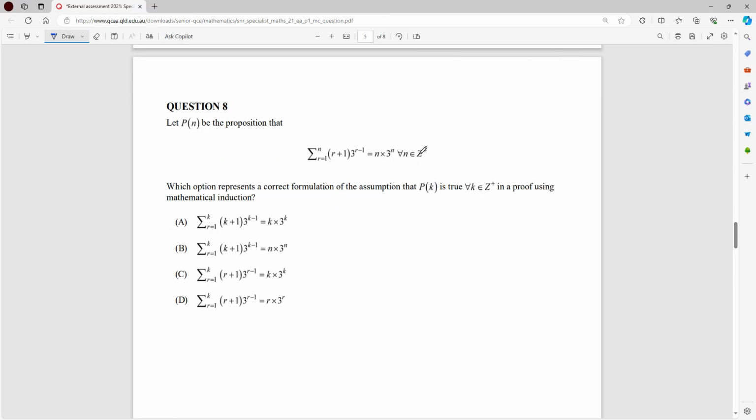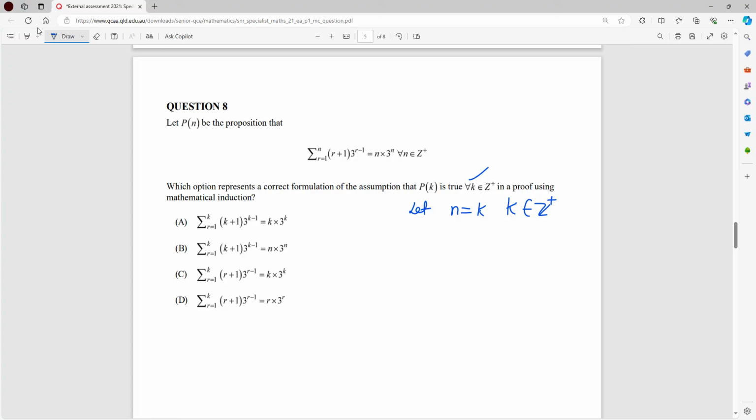So let P of n be the proposition that the sum from r equals 1 to n of (r plus 1) multiplied by 3 to the power of r minus 1 is equal to n times 3 to the n, and n belongs to the positive integers, okay? So which option represents the correct formulation of the assumption P of k? So basically, this is saying, all right, let n equal k, and k belongs to an integer, okay? Oh, they've said that there, perfect, okay?